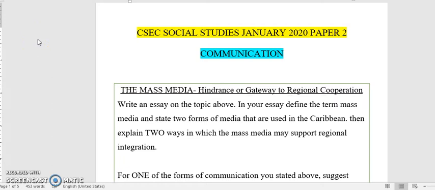Now, I want you to get your books, your pens, and your pencils because you are now going to write a definition for the term mass media. You are also going to state two forms of media that are used in the Caribbean. So you have 5 seconds. In your essay, define the term mass media and state two forms of media that are used in the Caribbean.